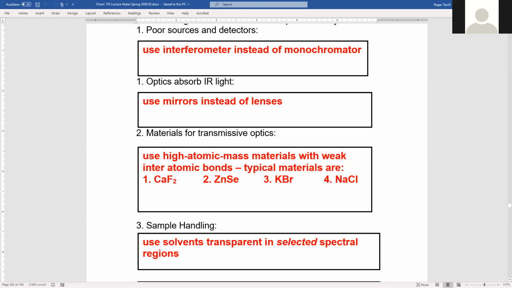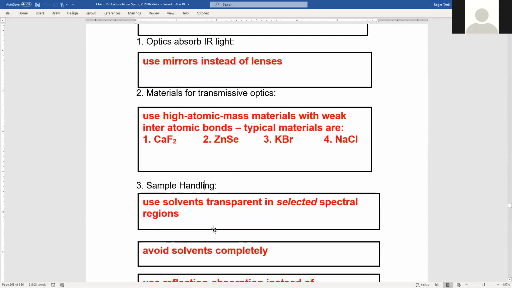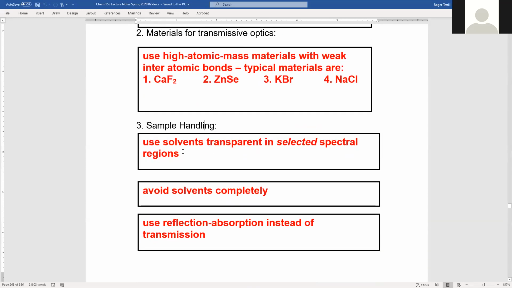These are materials like calcium fluoride, zinc selenide, and NaCl. We can also use solvents that are transparent within a certain selected spectral band. It's a valid strategy, but it's sort of limited. You can also avoid solvents completely, and you can use reflection absorption instead of transmission.